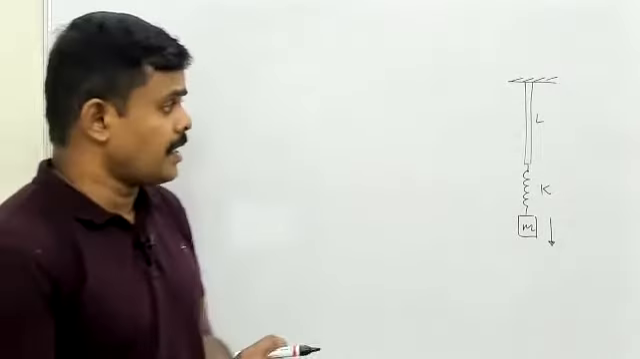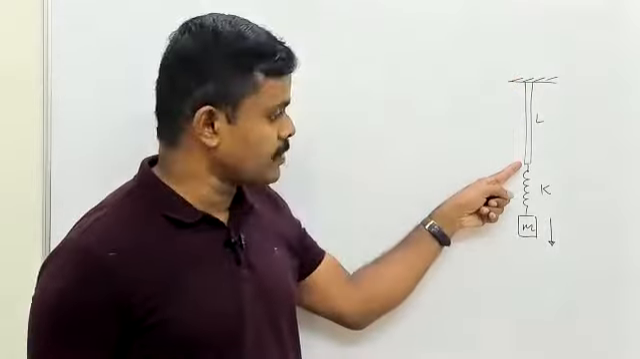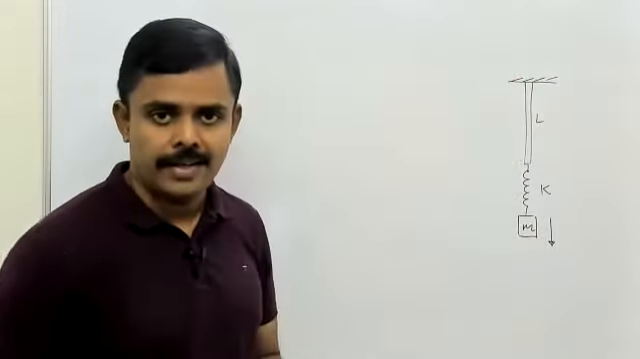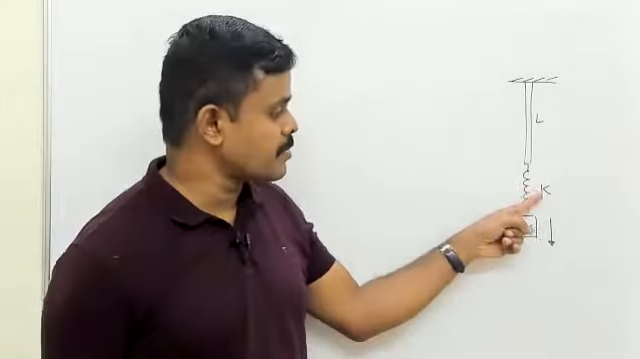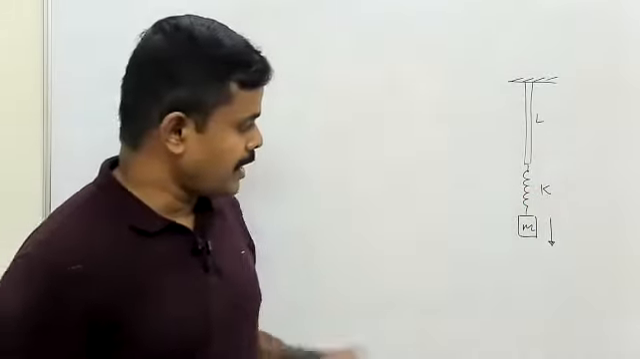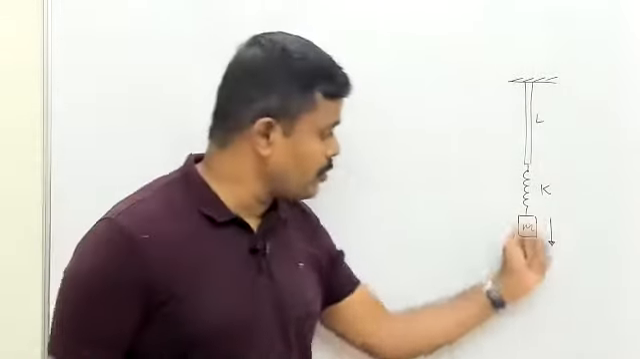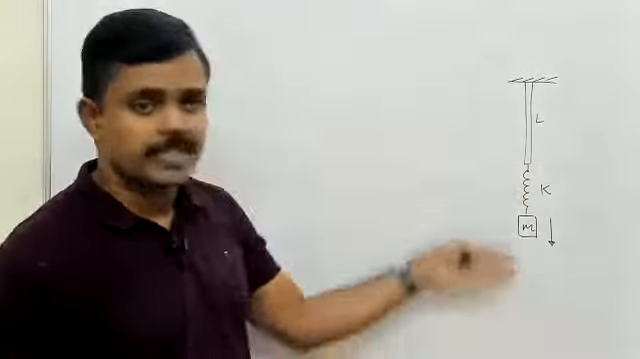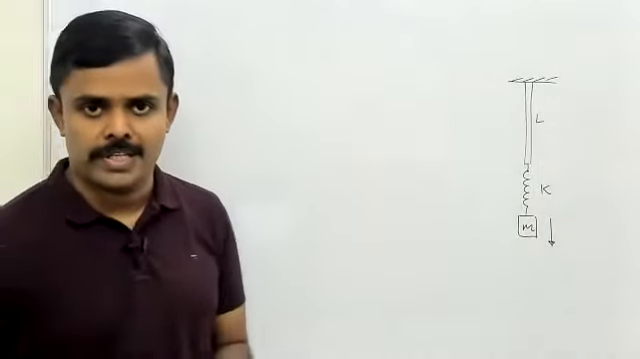So I'll repeat the question here. We have a light string that is suspended from the roof. The length of the string is L, and there is a spring attached to the free end of it. The spring has a spring constant of K, and there is a mass attached at the other end. This mass is being pulled and released, so it will execute vertical oscillations. You're expected to find the time period of oscillations here.